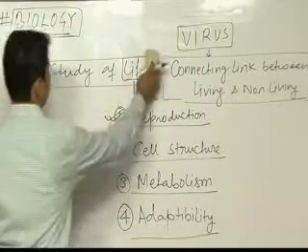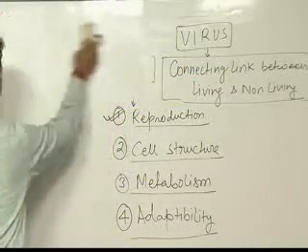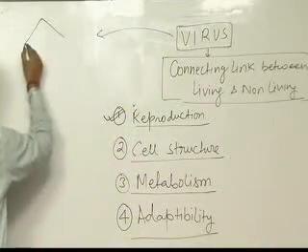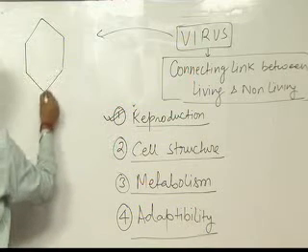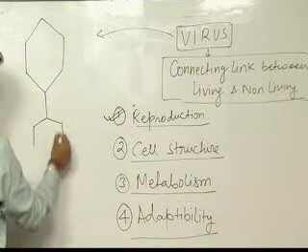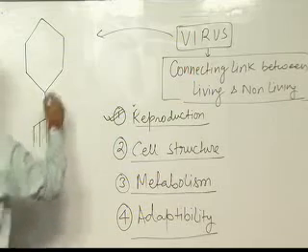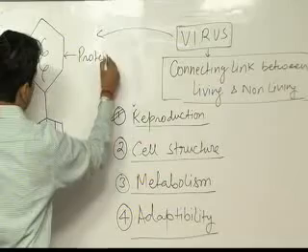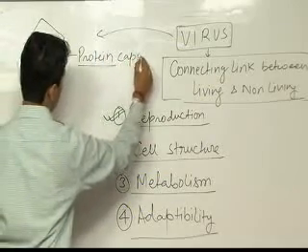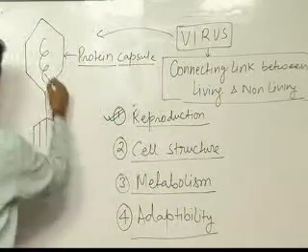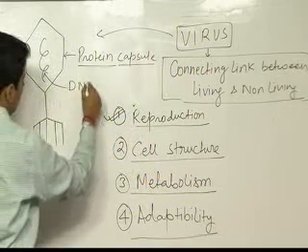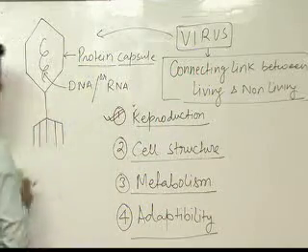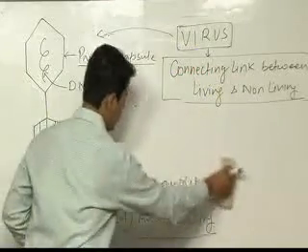Let's say, if we talk about the structure of a virus, I can draw it like this. A virus is a very simple structure. Viruses are made up of nothing but protein. So this is the protein capsule, and this is either DNA or RNA. So that is the structure of a virus.